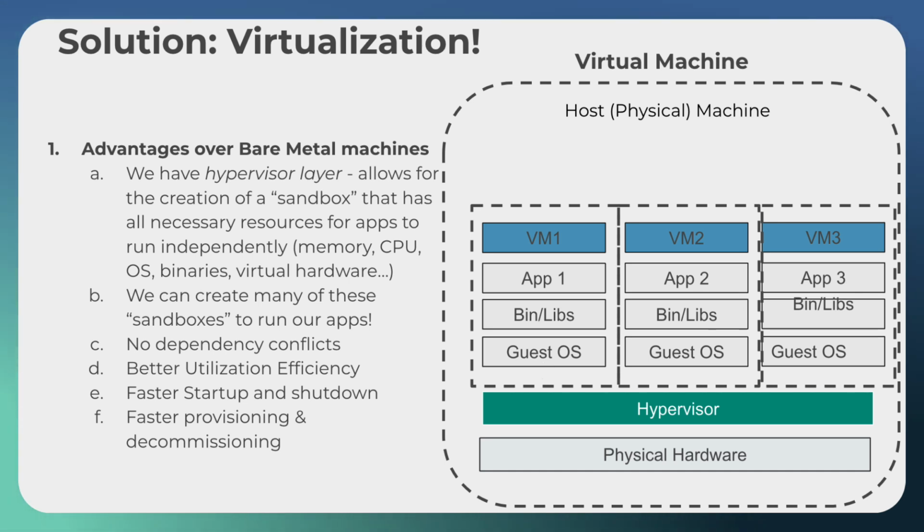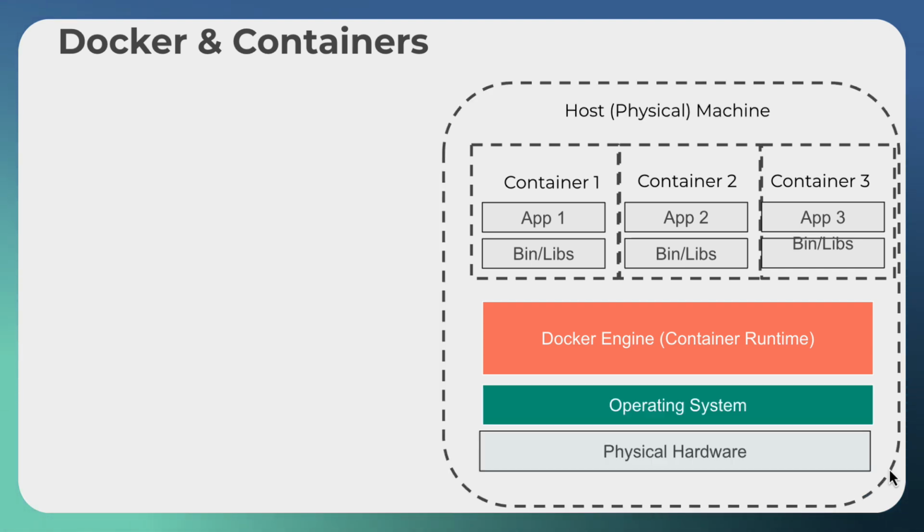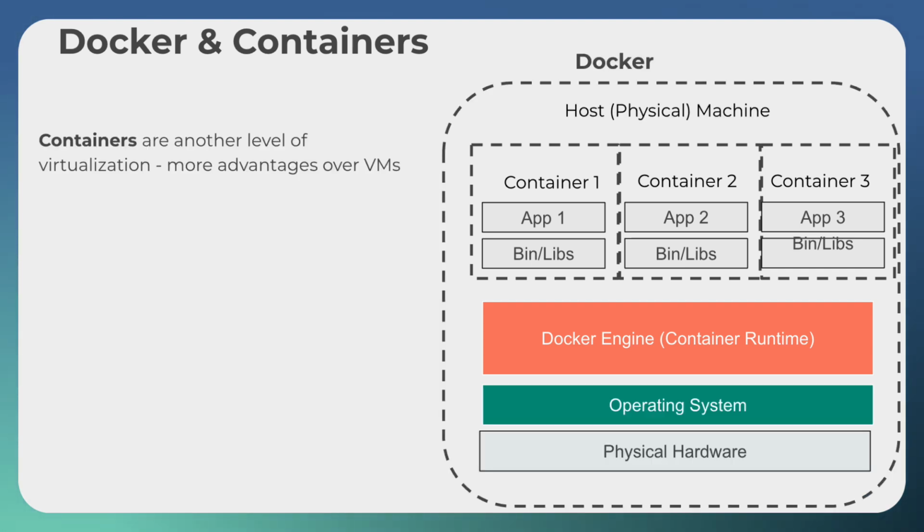Even though virtualization, or a virtual machine, is way better than bare metal, there still are some challenges. So it is one step up from bare metal machines. Okay, so from this, now we have Docker and containers. This is where things get fun, because now containers are another level of virtualization. So we have more advantages over VMs, over virtual machines. Some of them are as follows.